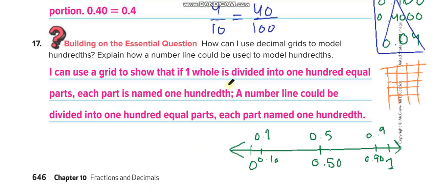Okay, in the last lesson when we were talking about tenths, we divided from 0 to 1 into 10 equal parts. This time from 0 to 1 we will divide it into 100 equal parts because we are talking about hundredths. In the middle you will have 0.50, we can say 50 over 100, 50 out of 100. Or if you talk about tenths, you'll have 0.5. So 0.5 is equal to 0.50. 0.1 is equal to 0.10. 0.9 is equal to 0.90.